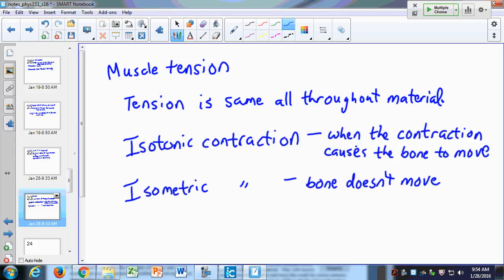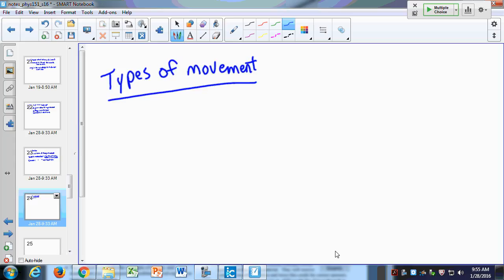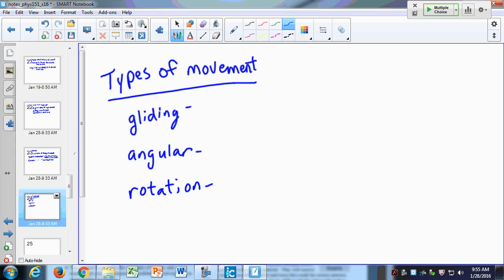And let's see, we have several different types of movement in our joints. We can have gliding, angular, and rotation. In gliding movement, two flat bone surfaces glide across one another.